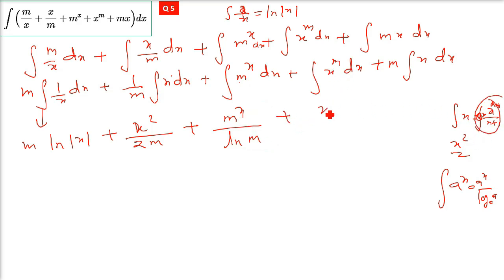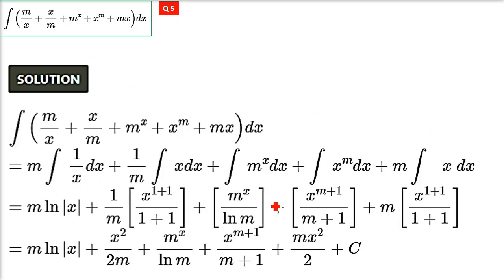Then we have x raised m. x raised m is simply x raised m plus 1 by m plus 1, plus m integration of x, we just did it, it will be x square by 2. And then the constant of integration. This is your final result. So this is the whole thing which you completed just now.